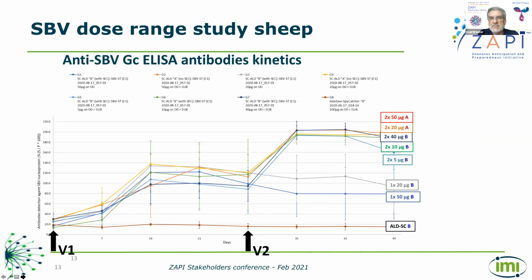So 5, 10, 20, 40, 50 microgram reacted more or less the same, and there was no difference if there was a purification step or not. So I think very impressive results, that this presentation of this highly immunogenic key antigen is very, very efficient, even with very low amounts of antigen. Next slide.